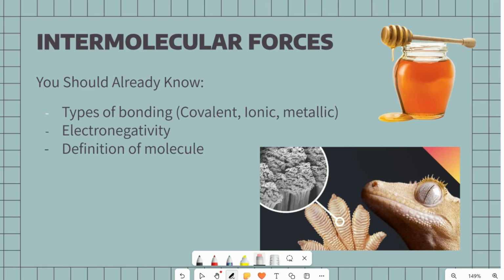As you can see from the name itself, intermolecular, right? Between molecules. Inter means between, and molecular, referring to molecules. So the name itself means forces that are between molecules.